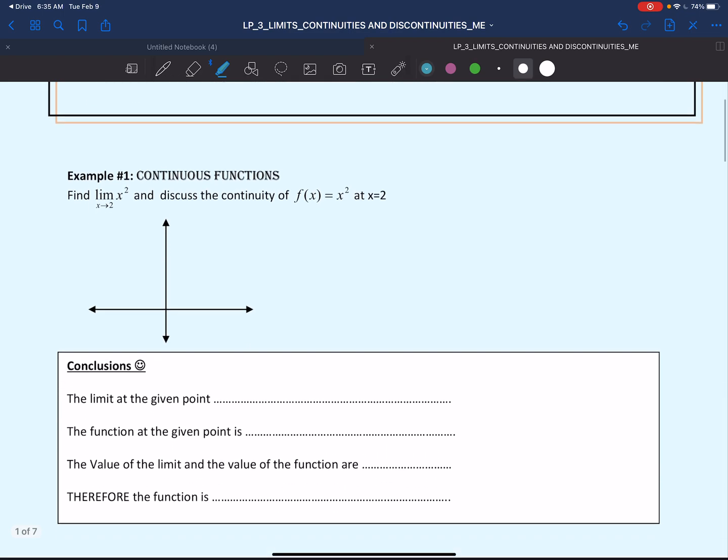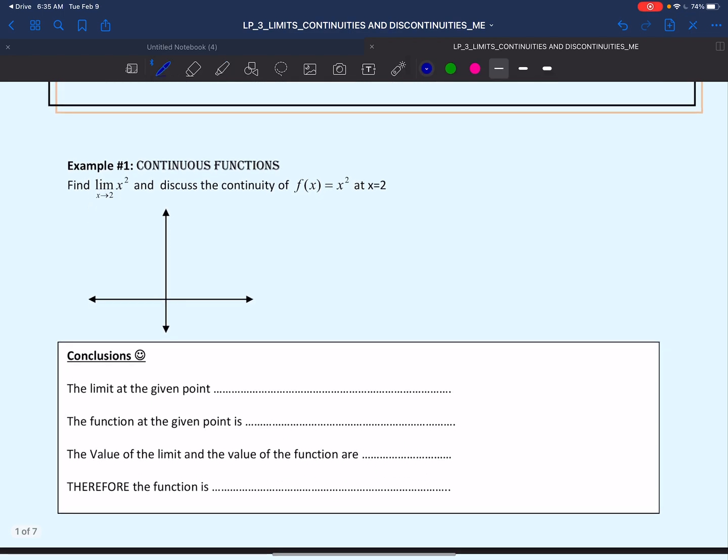Now, let's take a look at some examples. So the first example is the function y equals x squared, and we're trying to find the limit as x approaches 2 and discuss the continuity at x equals 2. So, as you all know, the graph of y equals x squared is that of a parabola. Okay, and we know this function is continuous, but we're going to use this to illustrate how we can algebraically determine whether a function is continuous or not at a point.